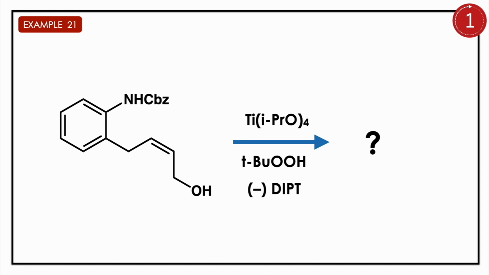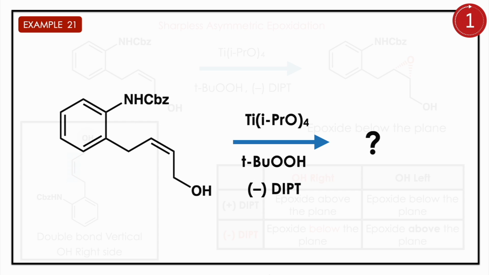Then the next example, here you have benzene, an amine with a protecting group, and at the second position, that is the ortho position, you have a cis alkene with alcohol. Titanium isopropoxide you are using, tert-butyl peroxide, minus DIPT as a reagent. You should find what will be the final product.